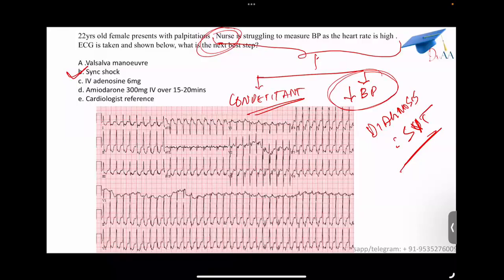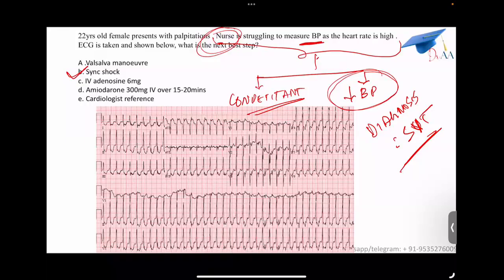You can take it at face value that if the nurse is struggling, it means she is not able to record it. That's the main reason we are considering it, as the blood pressure might be so low that she is not able to record it. Those are the few parameters we are considering, and we are marking it as a synchronized shock. We are considering it might be a low blood pressure. But again, this is a confusing statement.